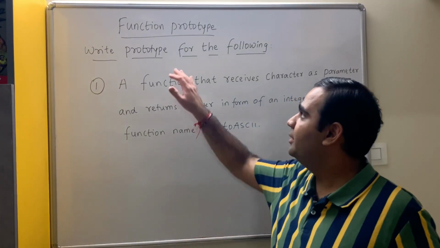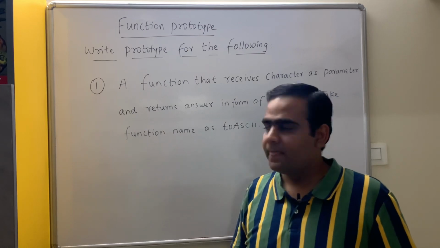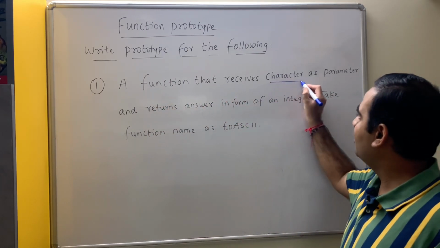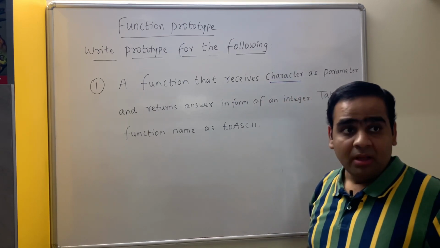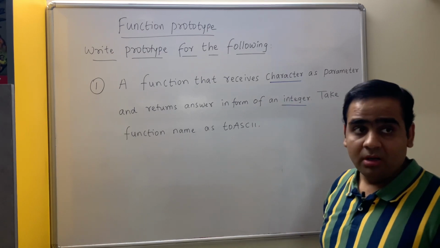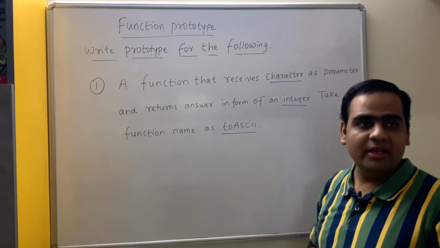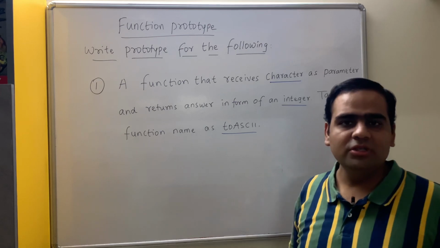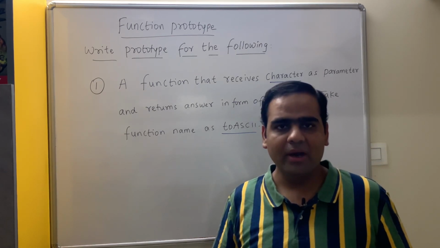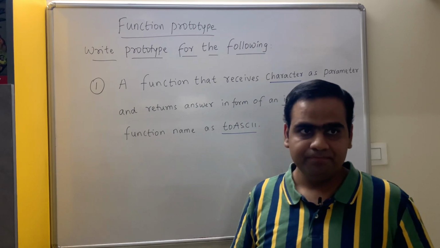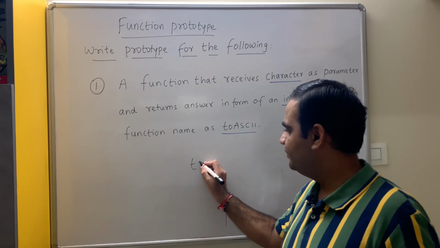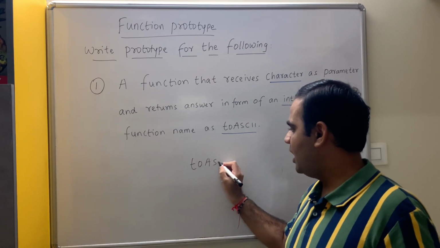Now let us write the prototype for the following. A function that receives character as a parameter, or you can say as input, and it returns the answer in the form of an integer. Take the function name as toASCII. Before you see the solution, I want you to pause the video and try to write the prototype for the same. What is the function name? First we write the function name. Function name is toASCII.